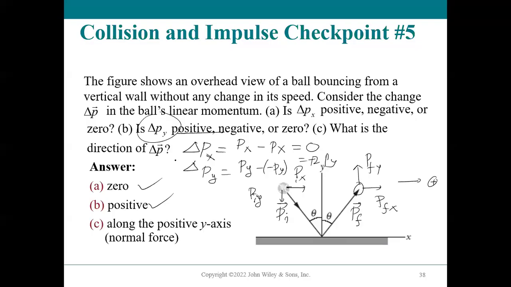What is the direction of delta P? Along the positive y-axis, the normal force direction. Since the total change in momentum along the x-axis is equal to 0, the direction of delta P is along the positive y-axis.